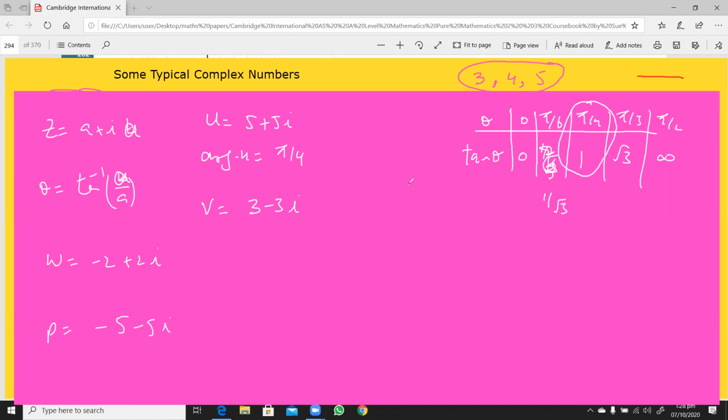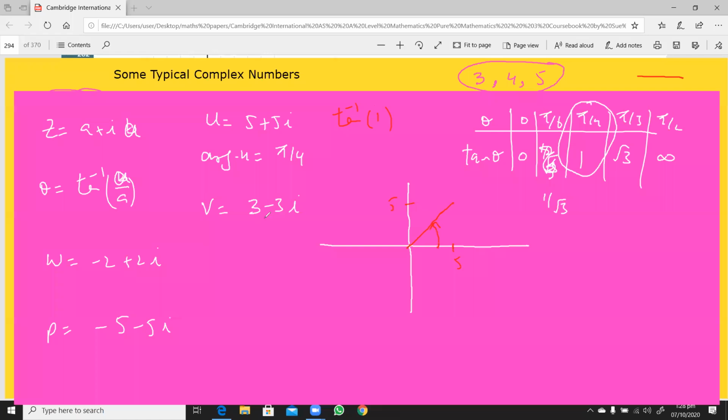So now suppose this is your imaginary axis and the real axis, okay? And now you have this 5 plus 5 iota. Look at this: this is 5 and this is 5, so the point is going to be over here. What is 5 over 5? Tan inverse of 5 over 5 is tan inverse of 1. So this angle is going to be pi by 4. So the argument of u is pi by 4.